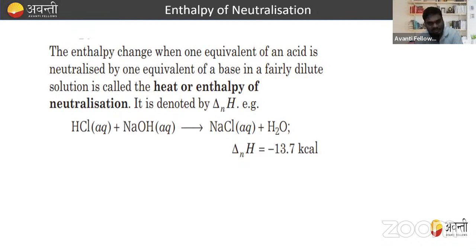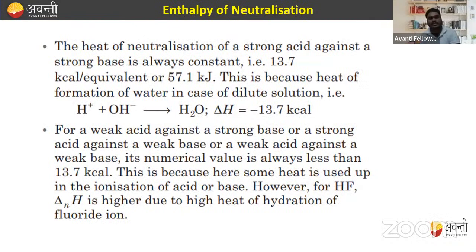When HCl is treated with NaOH, it will produce NaCl plus water. Whenever an acid and base are treated, it is an example of a neutralization reaction and water formation takes place. Here, the heat released is minus 13.7 kilocalorie. Now, the heat of neutralization of a strong acid with a strong base is always constant. It is equal to 13.7 kilocalorie equivalent or 57.1 kilojoule, because this is the heat of formation of water in dilute solution.